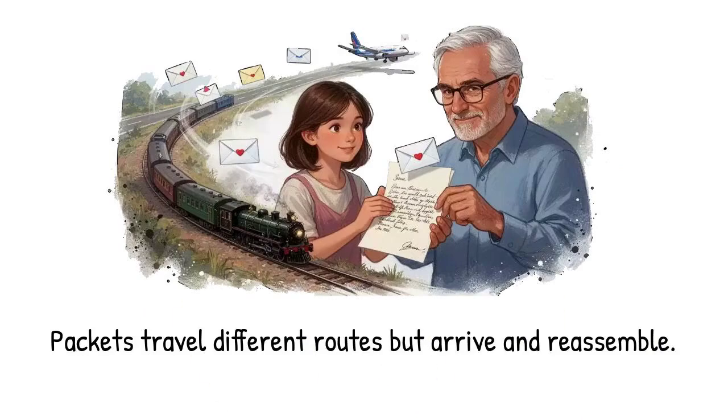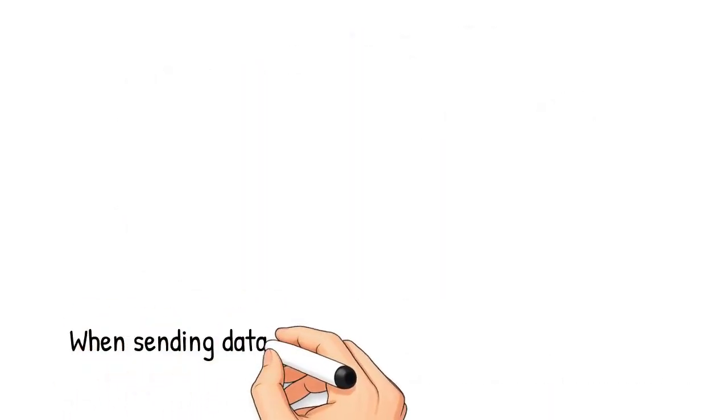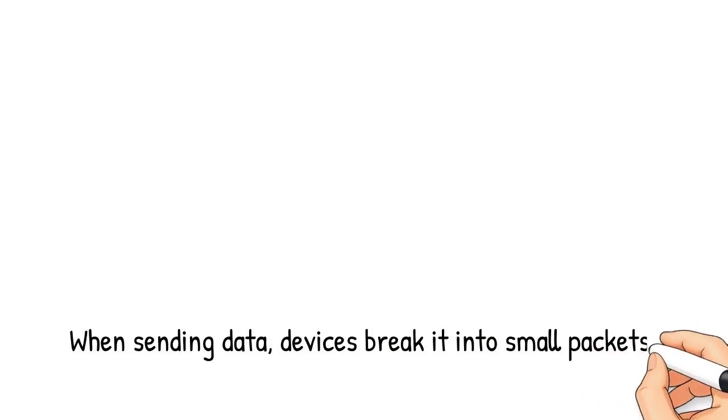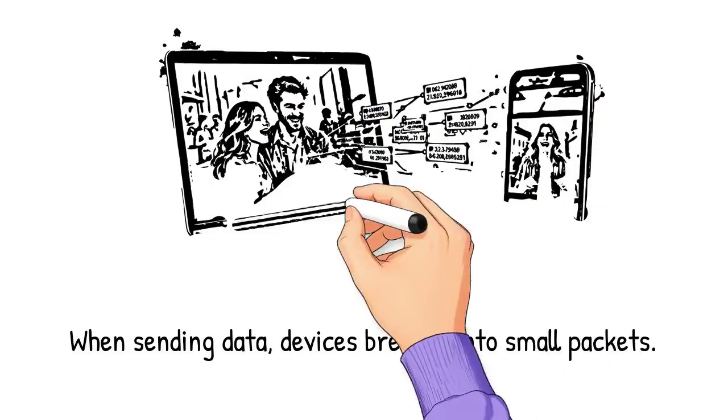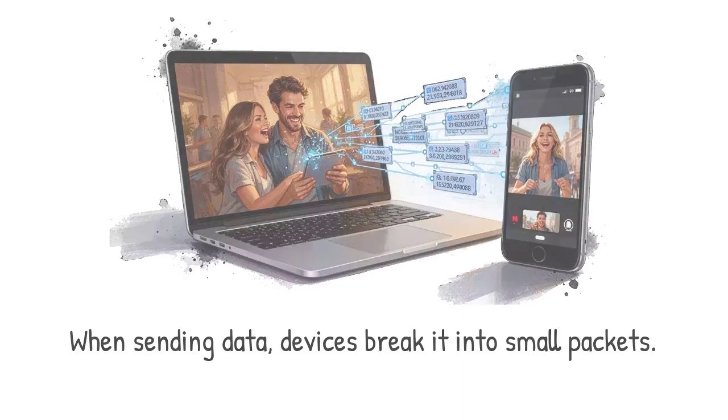This is exactly how packets work. When you send data, whether it's a photo, a video, a message, or a web page, your device breaks it into small chunks called packets. Each packet contains not only a piece of the data, but also important information about where it's going, where it came from, and how it should be reassembled.